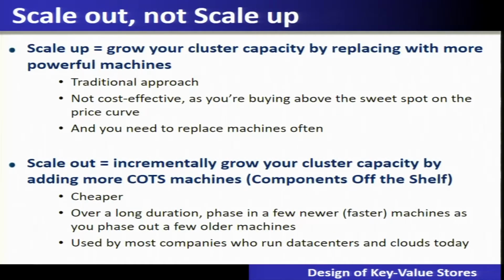So, scale up and scale out. Scale up is not needed in these kinds of workloads, which is an IoT workload. Scale out means incrementally growing your cluster capacity by adding more COTS, that is commodity off-the-shelf, machines. This is the cheaper way of providing more resources for storage, and it can work over a long duration, phasing in faster machines as you phase out the older machines. Most of the companies who run data centers and clouds follow this scale out technology.